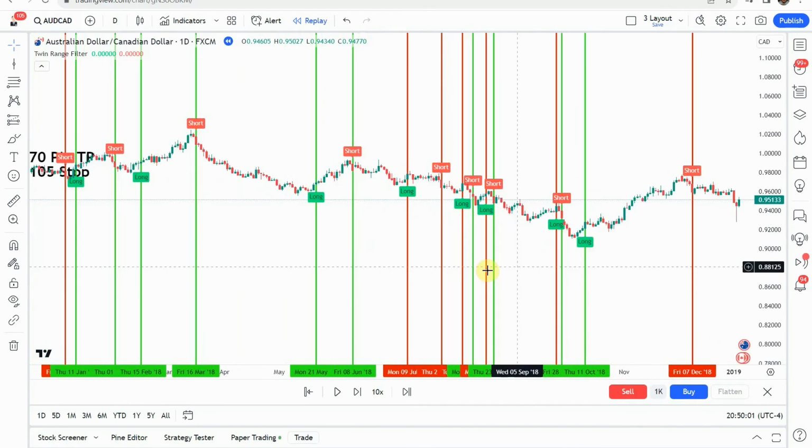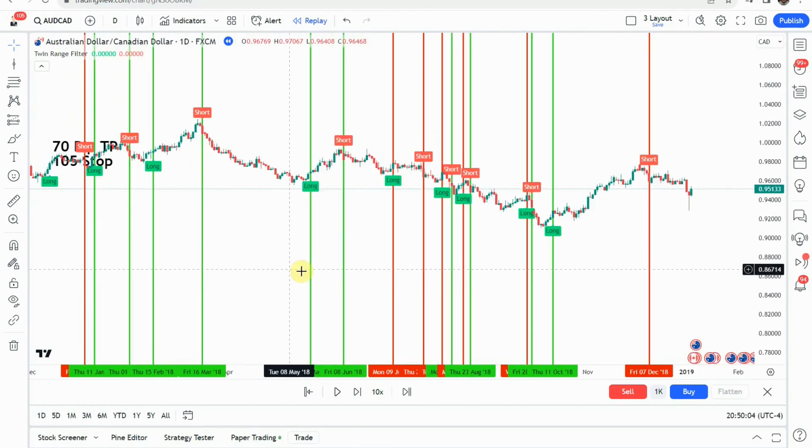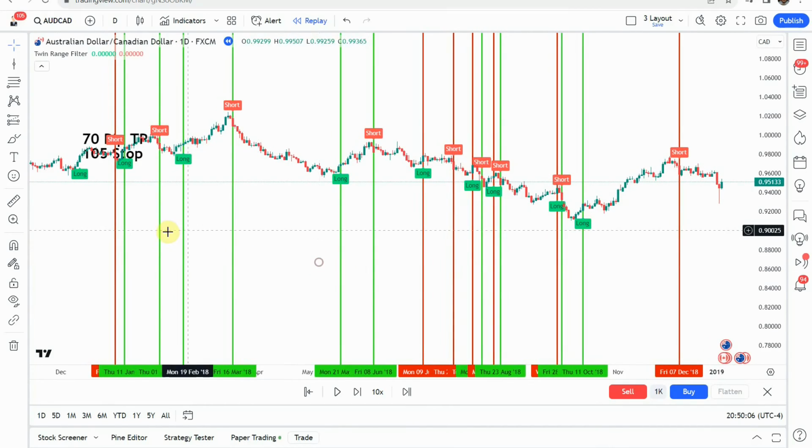Alright, so let's go ahead and take a look at our indicator here. Let's get this scrolled back a little bit. Alright, so it looks like a decent number of trades within the one year's time. Let's go ahead and count them out.